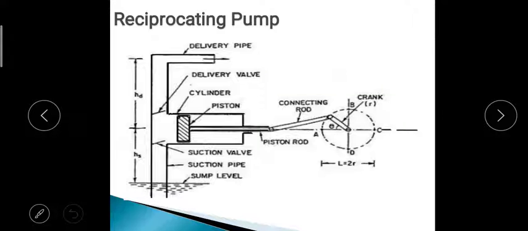Now, as you can see, it is kind of similar to the IC engines. So what all is similar in this? Similar construction of the IC engines. The similar things are like cylinder, piston, the piston rod, the connecting rod, and the crank. These are some similarities based on the IC engine.